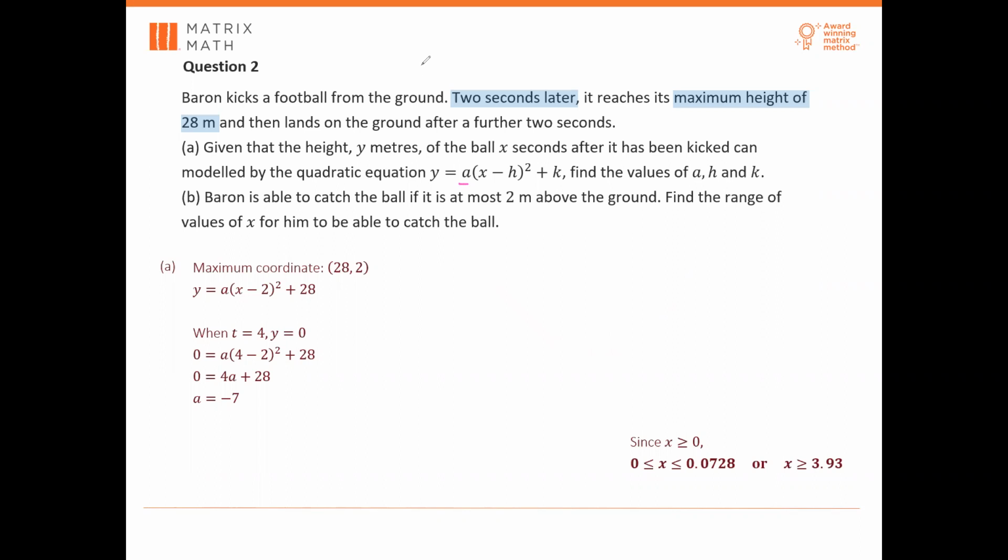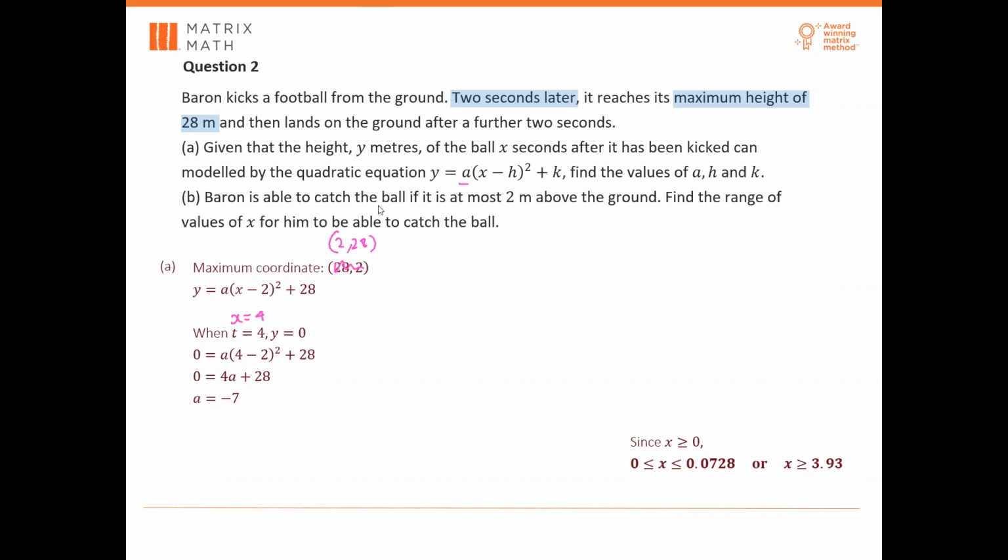All right, so a few things to take note in this animation here. Your coordinate is (2, 28). And in this case, when t equals 4, I recommend that you write x equals 4, okay? Since x is the one that's representing the time, you should rather write x equals 4.